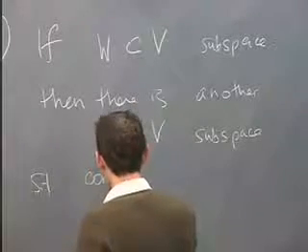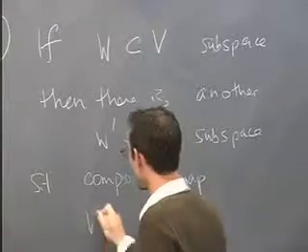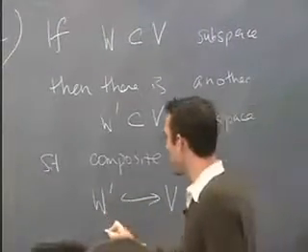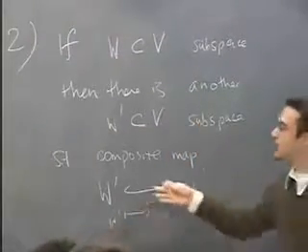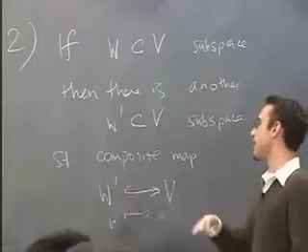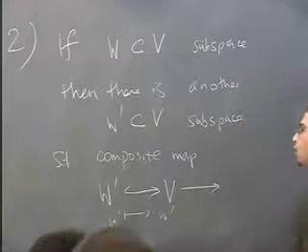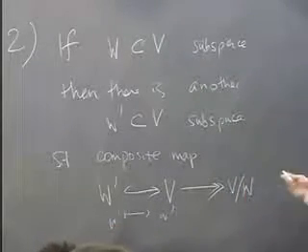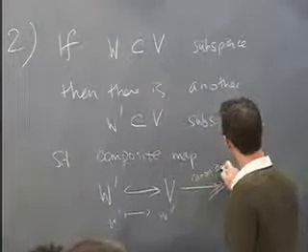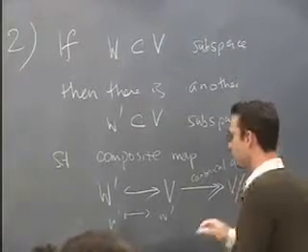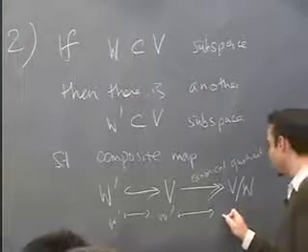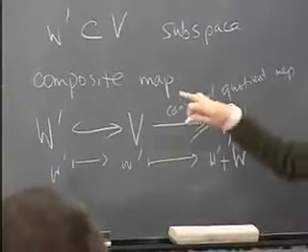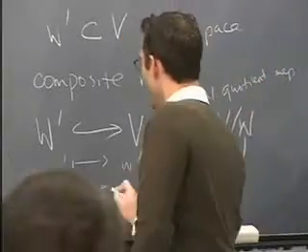the composite map, so I can certainly just inject W prime into V by just letting W prime map to W prime. I mean, this is just the embedding map. This is the identity map on W prime. And recall also that there is a canonical map, and it's a surjection. There's a canonical quotient map, which just takes this W prime and maps it to the coset of W prime, the W coset of W prime, such that this composite map is an isomorphism.